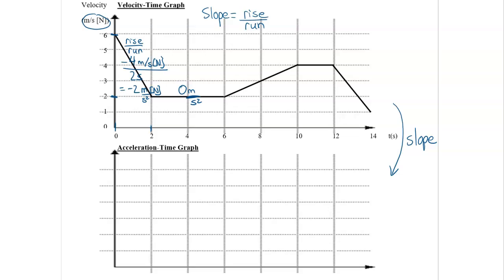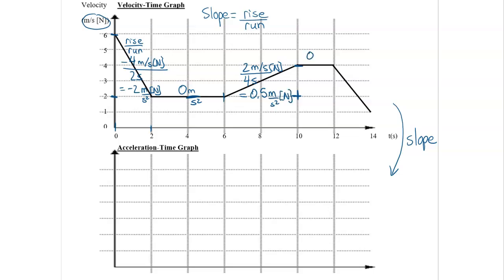Now for the next segment, we can see that the rise is going from 2 up to 4. That's a difference of 2 meters per second to the north. And then the run is going from 6 out to 10, so the run is 4 seconds. That means the slope of this next segment will be 0.5 meters per second squared to the north.